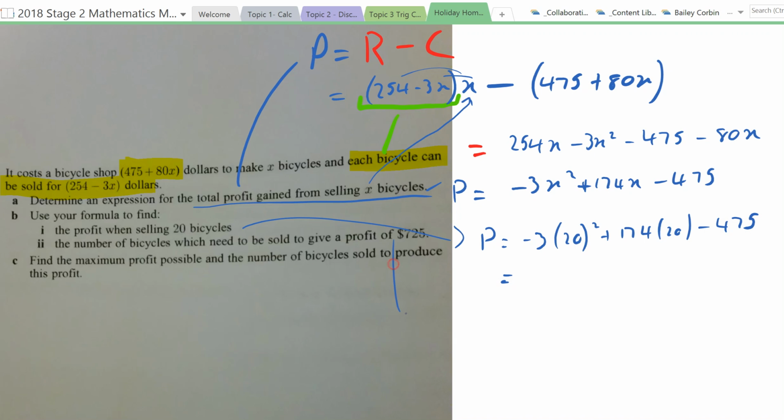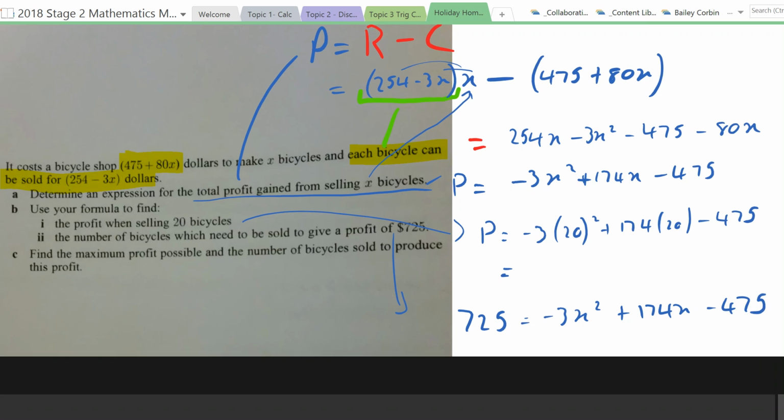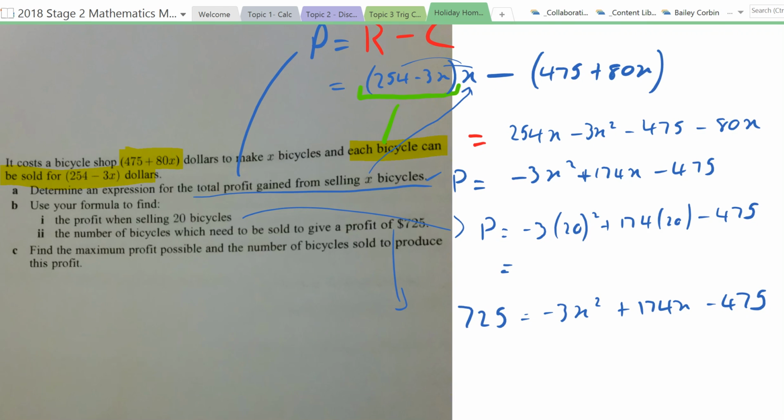Next, find the number of bikes sold in order to make a profit of 725. We will do 725 equals minus 3x squared plus 174x minus 475, and then solve for x. We can solve for x a variety of ways. One very simple way would be to grab our calculator and put it inside the solver.